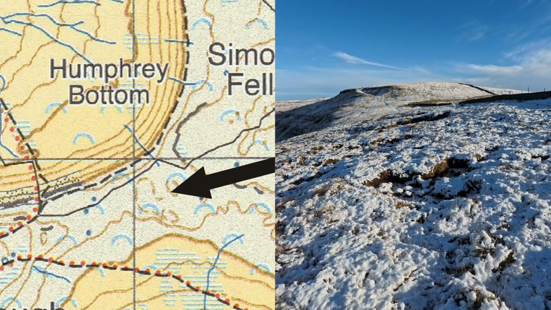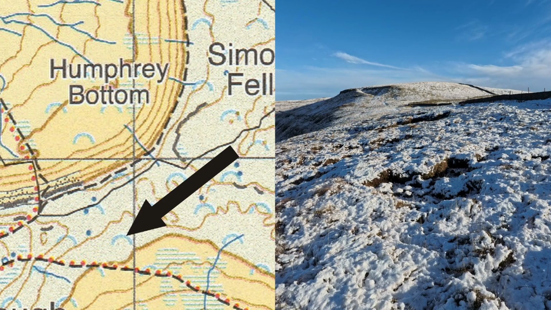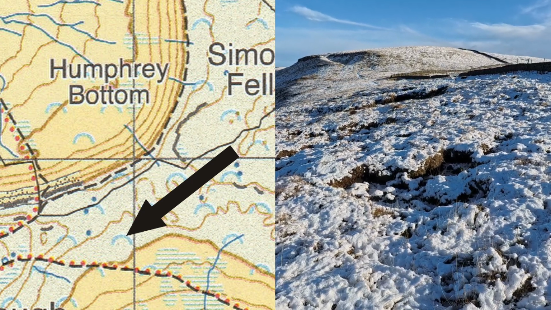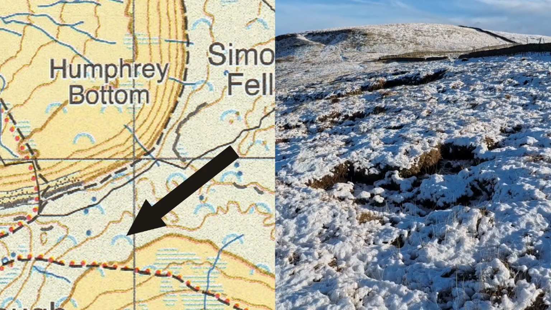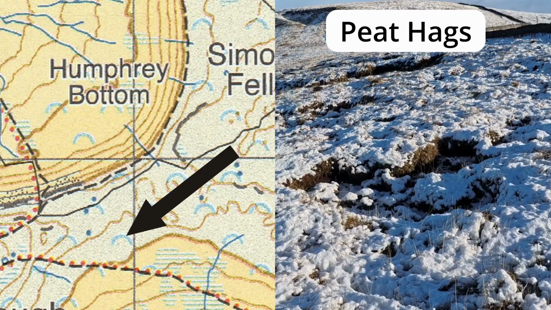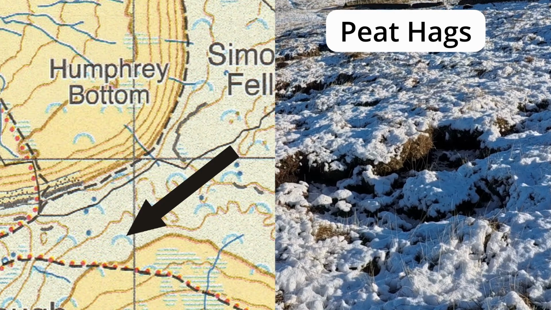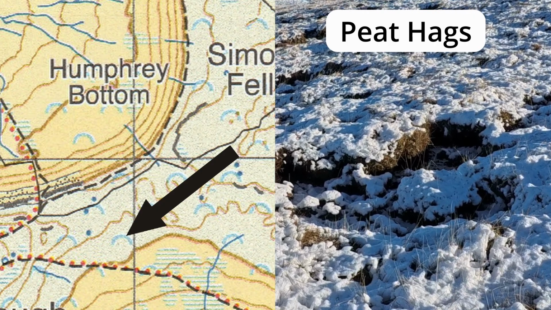The next thing you can see are these blue half circles. All outdoor maps show different types of vegetation or ground cover, but I've not seen this type of thing on any other map other than Harvey's. And these symbols indicate peat hags, H-A-G-S. And so you know that most of the time you're going to be walking over very wet ground.